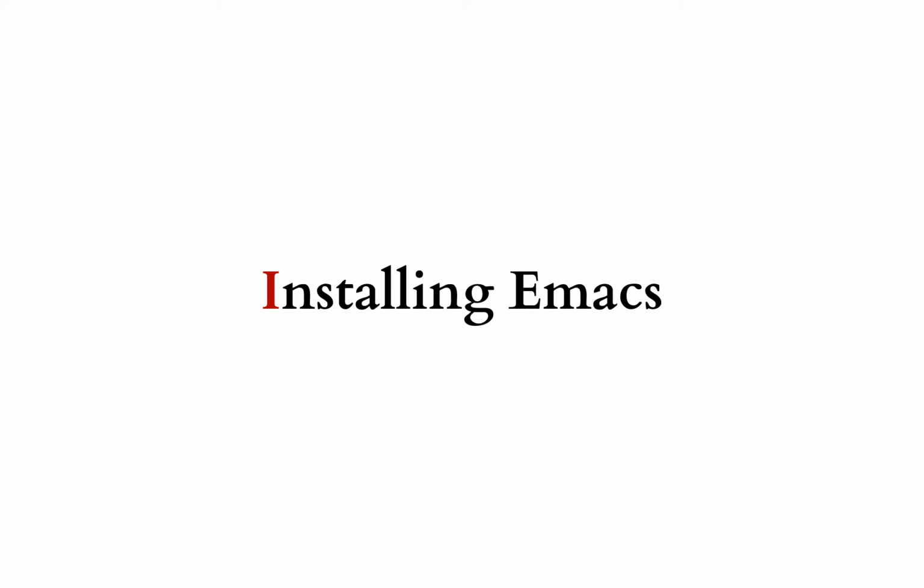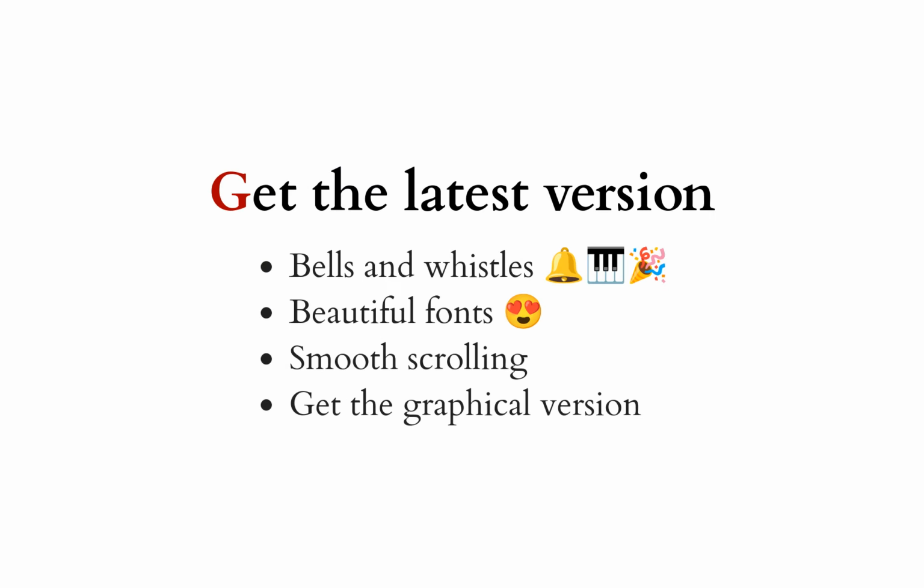So installing Emacs, that's the first thing. I do recommend that you get the latest version and you get the graphical version. Even if you're on Mac, where there's an Emacs version that's pre-installed, it's terminal based and it's also quite old. Get the graphical version, it has so many more bells and whistles going for it. It has beautiful fonts, smooth scrolling, many other things. And besides, the discussion forums and such very often refer to newer functions or newer versions of Emacs. So definitely recommend it.